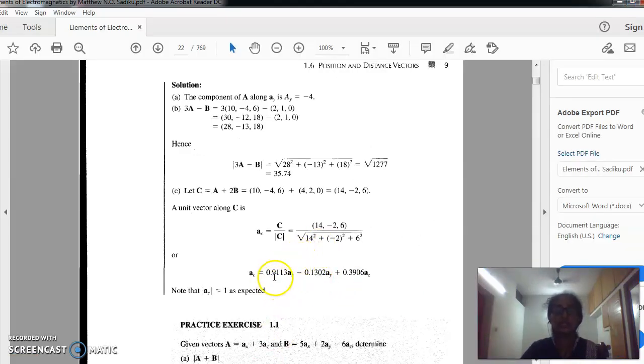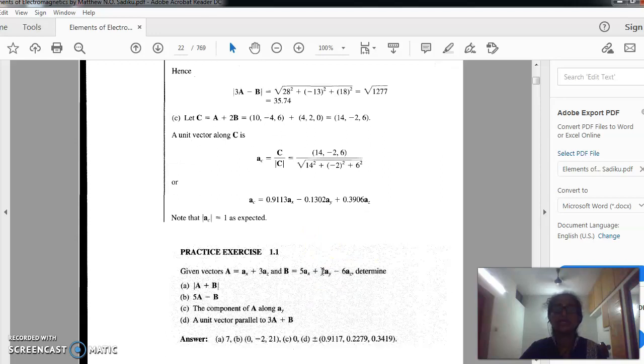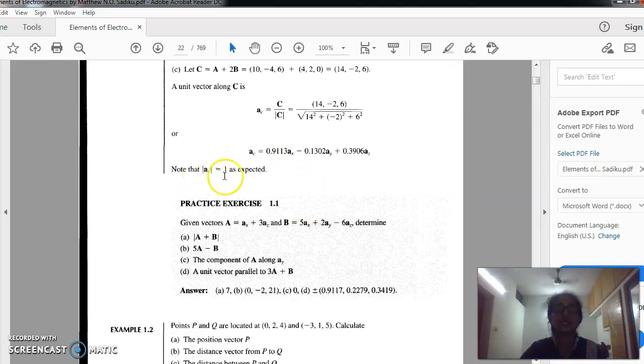So when you divide by that, you get 0.9113. Then the next component you get minus 0.13 AY plus 0.3906 AZ. See, it is the vector that we are getting, a unit vector. And if you find out the magnitude of AC, AC is the unit vector. Take each component, root of 0.9113 whole square plus 0.1302 whole square plus 0.3906 square. You add them up, find the square root, and you will always get 1. So the magnitude of a unit vector is 1.